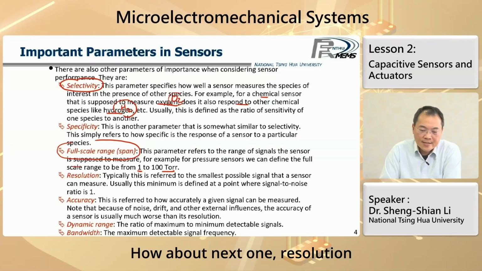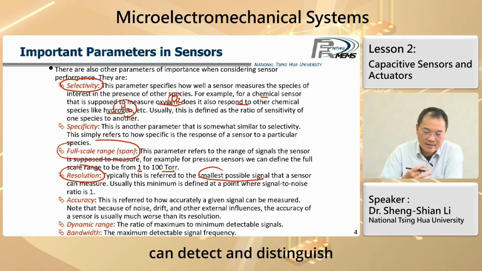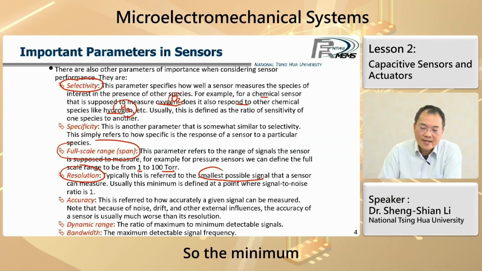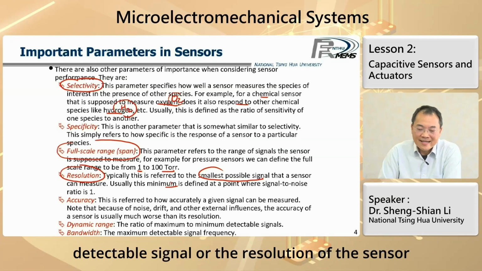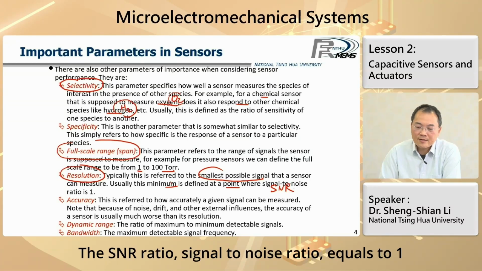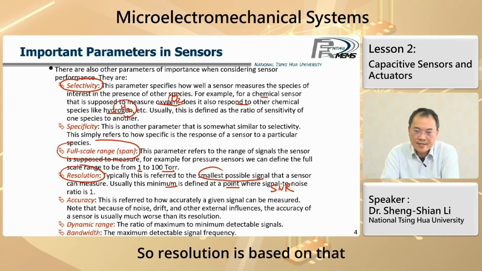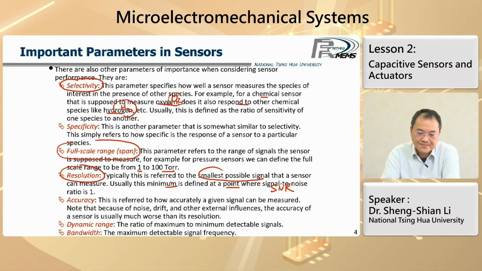How about the next one, resolution? Resolution typically refers to the smallest possible signal that the sensor can measure, can detect, can distinguish. So the minimum detectable signal, or the resolution of the sensor, is at the point where the SNR, signal to noise ratio, equals 1. You need to distinguish the signal out of the noise. Otherwise, it cannot be treated as a signal. So resolution is based on that.